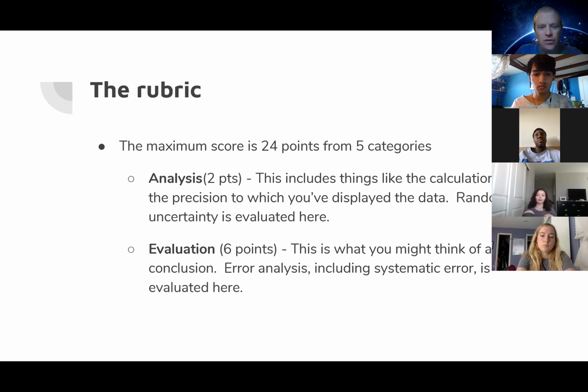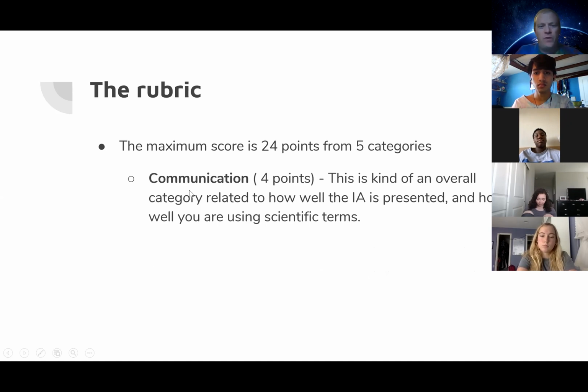There's systematic error that you should talk about here. Different things like that, ways for improvement, flaws in the lab, that kind of stuff is evaluation. And the last part is communication, which is kind of an overall category.